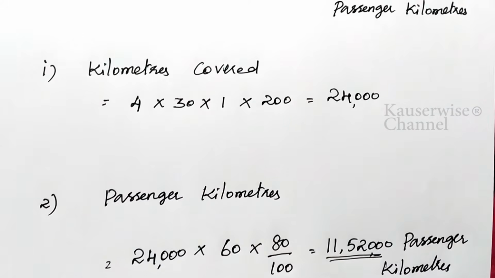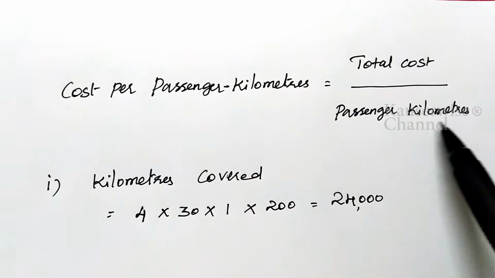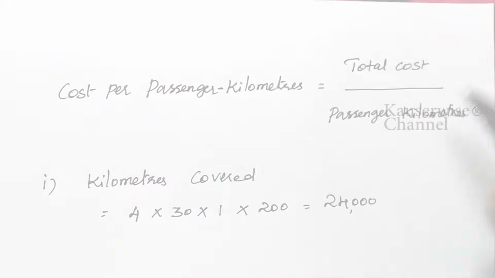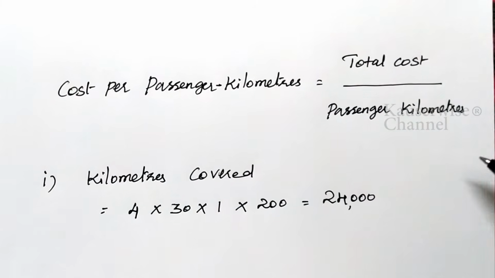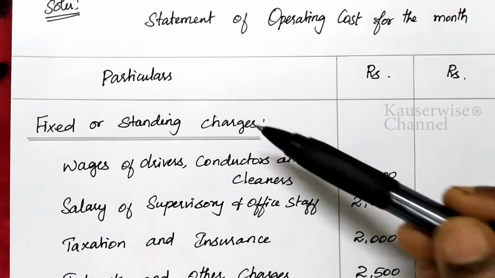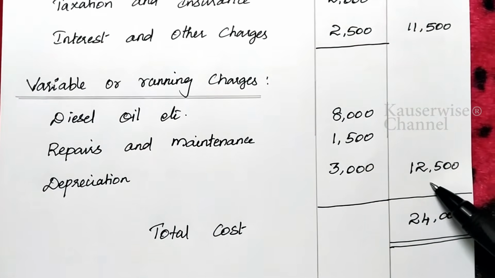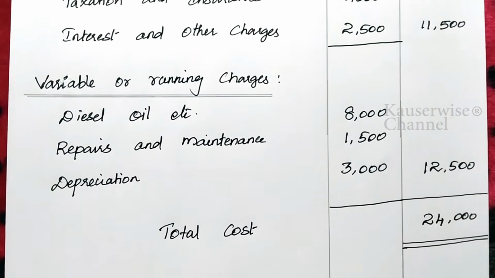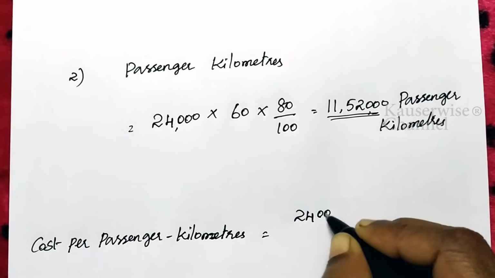Now with this you can apply the formula, that is total cost divided by passenger kilometers, to find out cost per passenger kilometer. First we have to take the total cost. How much total cost? See the previous calculation. See the calculation of operating cost, that is total cost. Total fixed cost 11,500 and total variable cost 12,500. So total cost how much? 24,000. So take 24,000 as total cost.